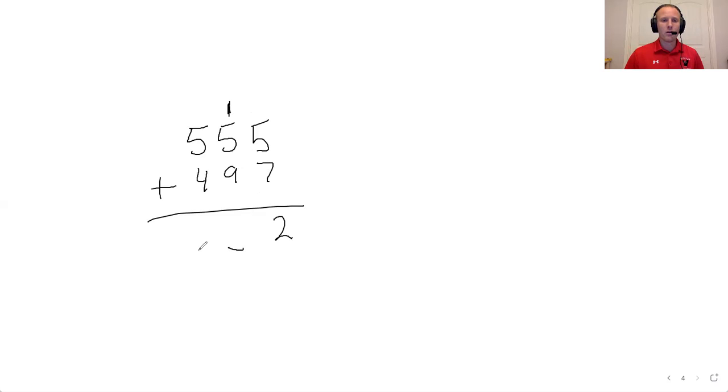Again, I only have room for 1 digit in each of these spots. So I have to say my 5 goes here from the 15, and my 1 goes here. Now I have 500s plus 400s is 900, plus 1 more 100 is 1,000. I'm actually going to regroup 3 times in this problem. That's why it took me so long when I was originally writing it out.